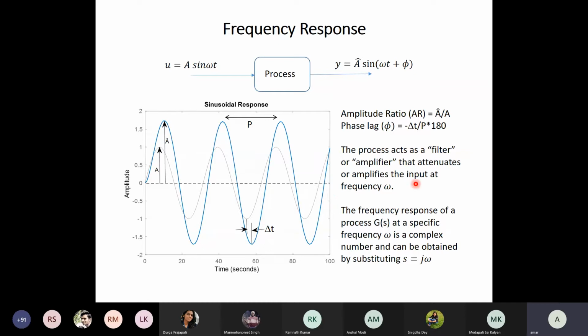Normally, from the Laplace domain transfer function we can get the frequency response by putting s equal to j omega. Now, j omega is a complex number, so G(s), when it becomes G(j omega), will become a complex quantity. Since it's a complex quantity, from this G(j omega) we can find out the amplitude ratio and the phase lag.